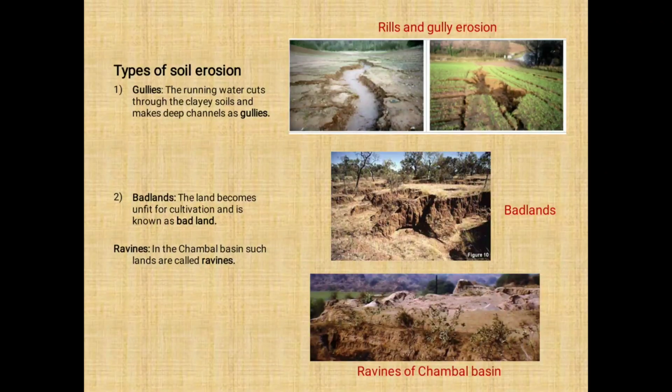What are the types of soil erosion? Gullies: the running water cuts through the clayey soil and makes deep channels as gullies. As we know, gully is the main factor in erosion processes, which also makes cropping very difficult, while flat areas are becoming gullies. Second one, bad land. The land becomes unfit for cultivation and is known as bad land. Land that is not cultivated for a while leads to bad land, which means barren land. Next one, ravines. It's a channel basin; such lands are called ravines, which means the water flowing areas of the channel bed.